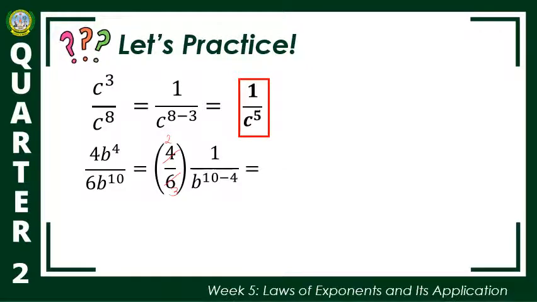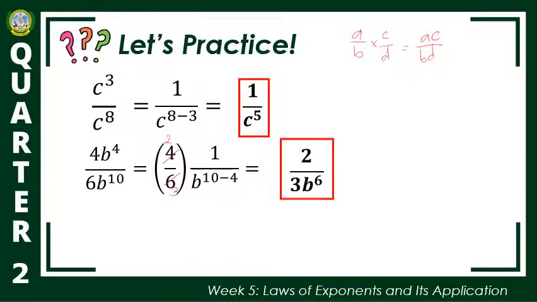So when we multiply the two, they're both fractions, right? Take note of our rule when multiplying fractions: a over b times c over d, we multiply the numerator by the numerator, that's ac, and the denominator by the denominator, that's bd. So we do the same here. We multiply 2 times 1, and that's 2, and we multiply 3 times b raised to the 6th power. So the final answer is 2 divided by 3b to the 6th power.